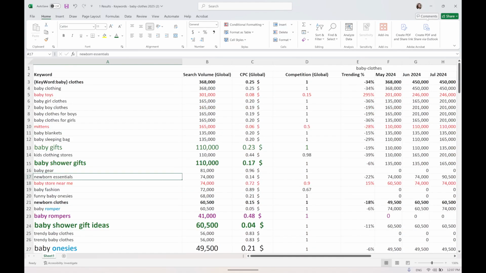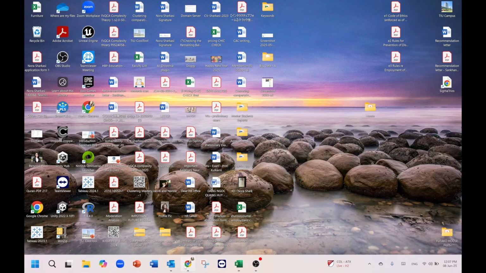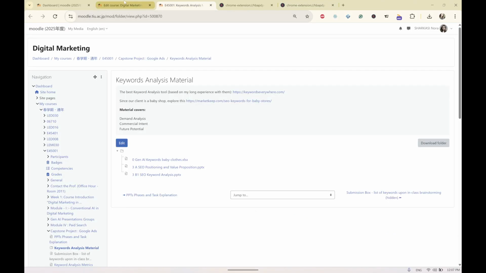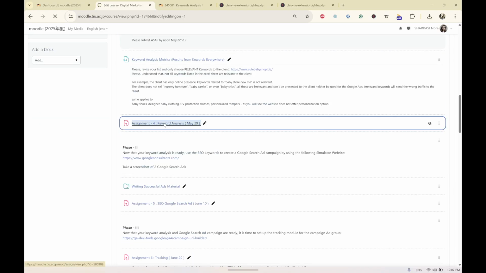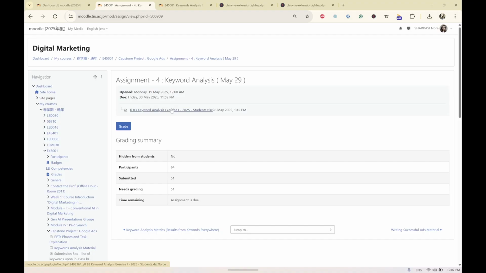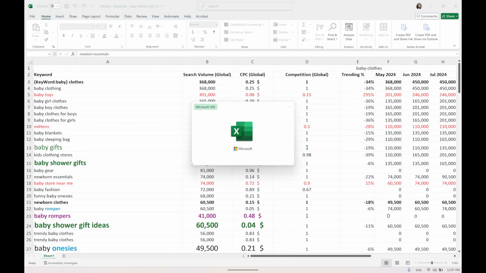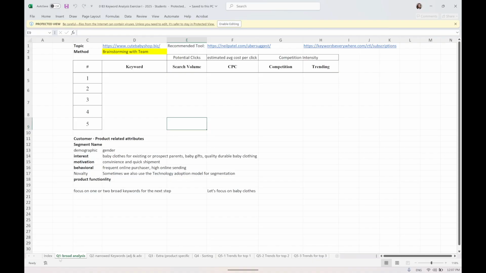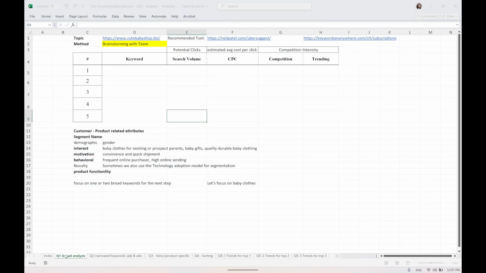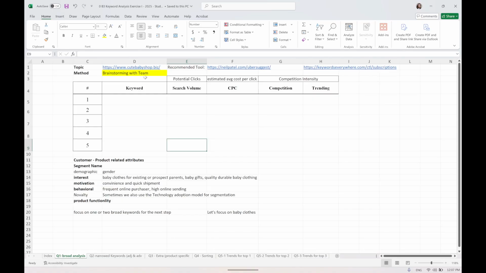Now, in your assignment box, you will have assignment 4. If you take a look, you will have this Excel sheet that you need to complete. In the Excel sheet, you start with the very broad keywords. Q1, sheet 1, is about broad analysis. Over here, I expect to see you thinking about whether to use the word baby, or the word newborn, or the word infant.